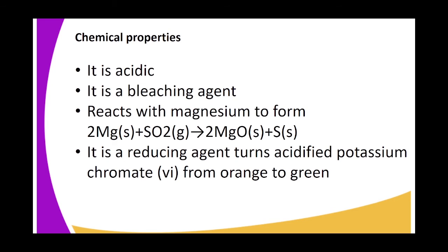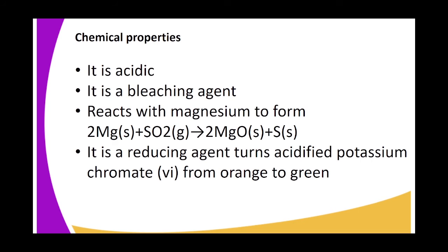It reacts with magnesium to form magnesium oxide and sulfur. That means it is a reducing agent. It also turns acidified potassium dichromate(VI) from orange to green. That means it is a reducing agent.